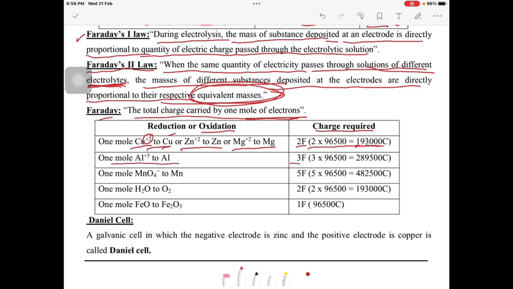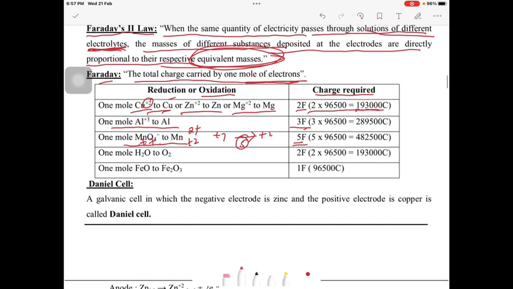Al3+ to Al, 3 Faradays. MnO4- to Mn2+, 5 Faradays. Why? Because in MnO4- Mn has a +7 charge, in Mn2+ it has a +2 charge, so +7 changes to +2. That's why the change in oxidation number is 5, and that's why 5 Faradays are required.